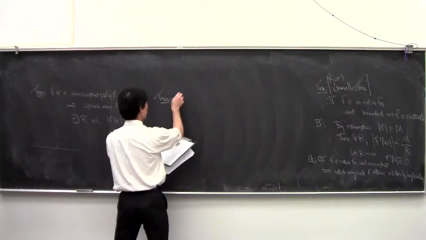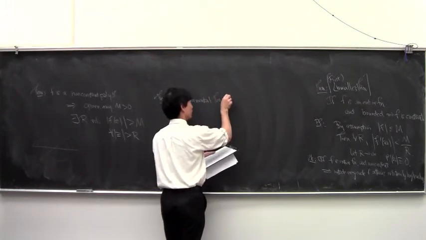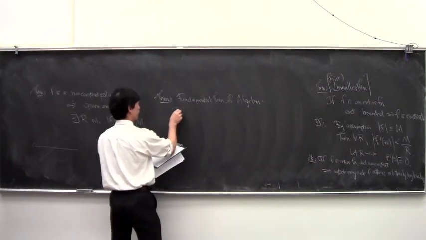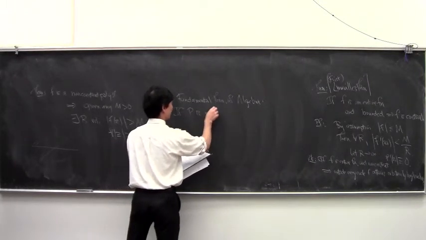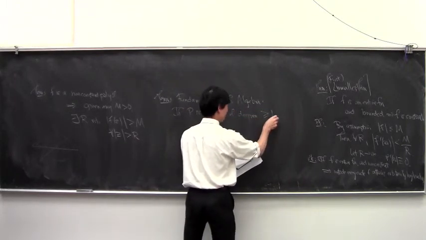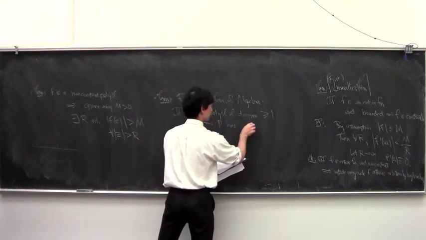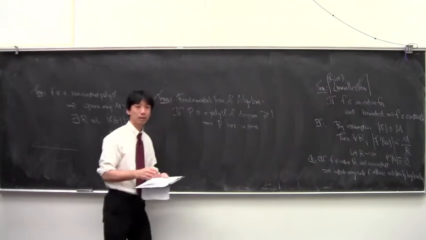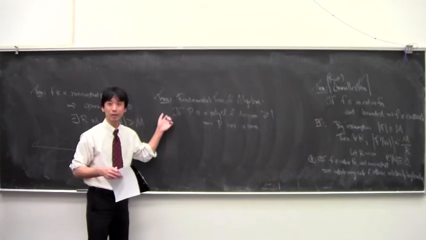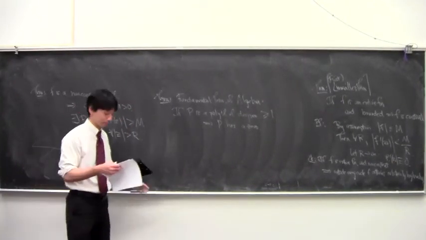The cool consequence is the fundamental theorem of algebra: if P is a polynomial of degree greater than or equal to 1, then P has a zero. This is something you maybe assumed from childhood, but if you're asked to prove it, you don't know why it's true. Here is the cool complex analysis proof.